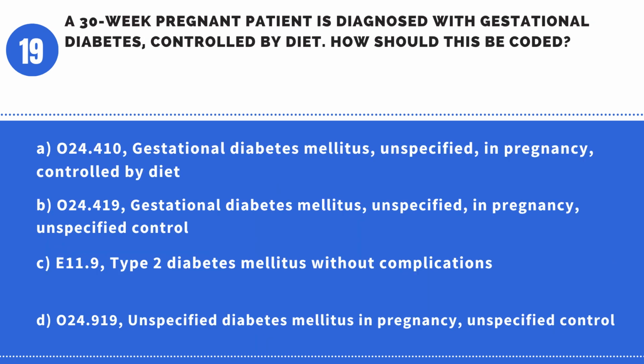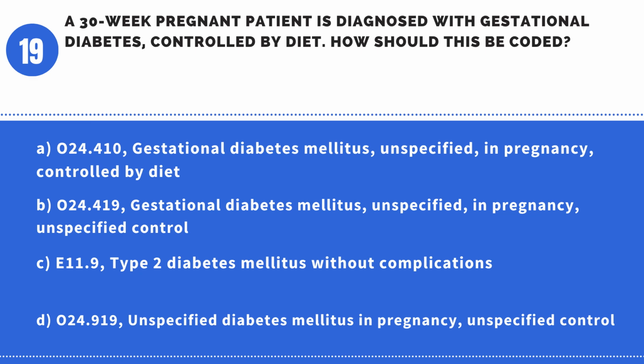Question 19. A 30-week pregnant patient is diagnosed with gestational diabetes, controlled by diet. How should this be coded? A. O24.410, gestational diabetes mellitus in pregnancy, controlled by diet. B. O24.419, gestational diabetes mellitus in pregnancy, unspecified control.